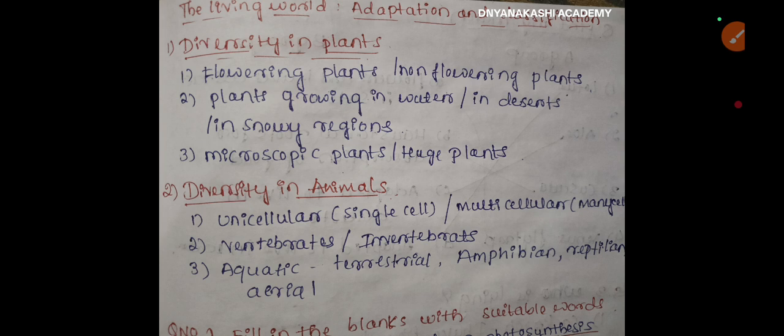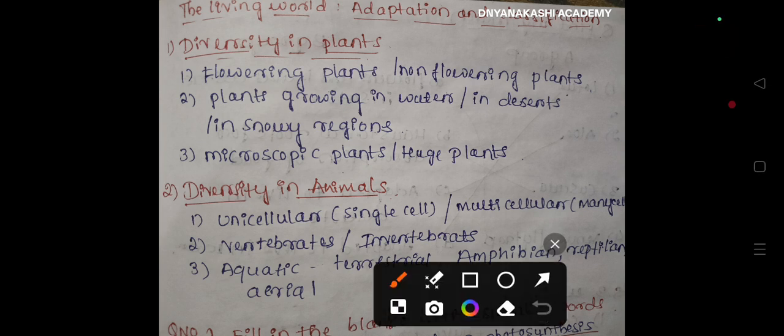Next we are discussing the surrounding diversity of plants. Diversity means differences: different types of plants, different types of animals, and how they adapt to the surrounding environment. That classification we are discussing here. In this chapter, diversity of plants is one of the main topics. First one is flowering plants and non-flowering plants.